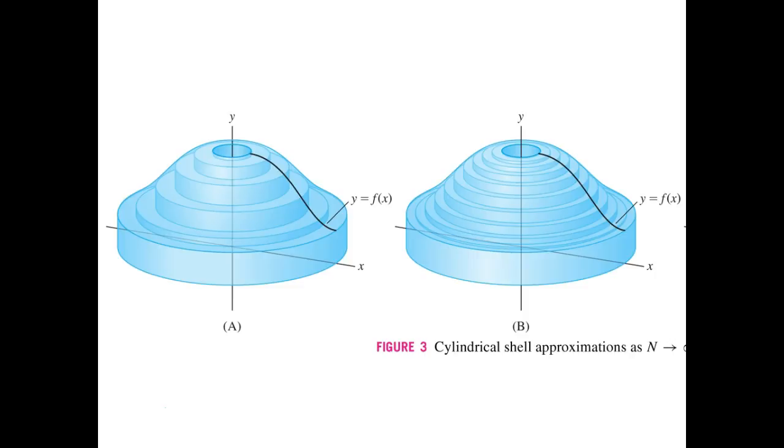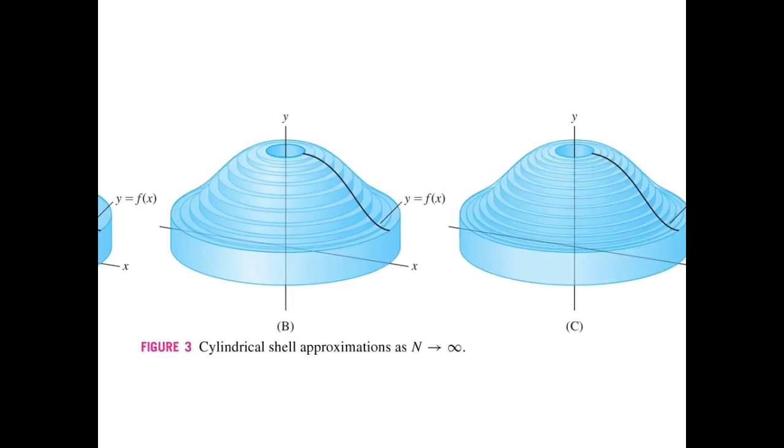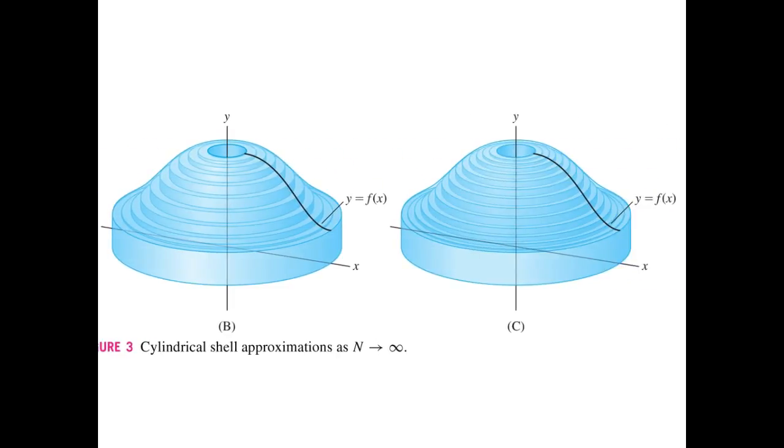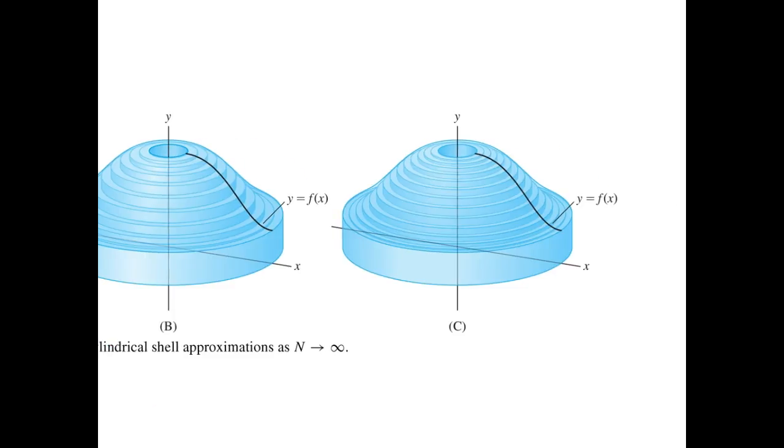If you want a better estimate, do it with a smaller dx, and a better estimate than that is to do an even smaller dx. As you get smaller and smaller dx's, you get closer and closer to being exactly what that is: the cylindrical shell approximation as n approaches infinity. When it does get to infinity, you've got a smooth curve. Okay.